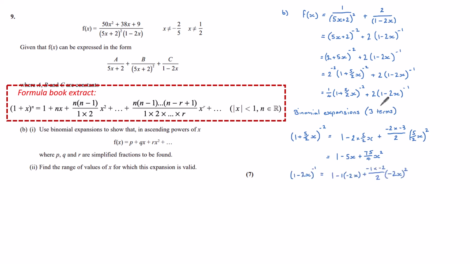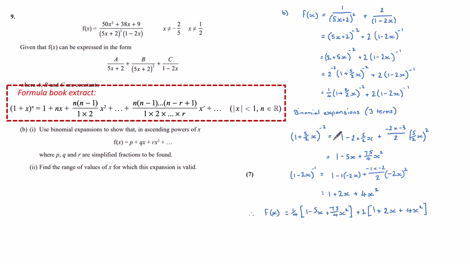My second binomial expansion is my (1 minus 2x) to the minus 1. Here, my x is minus 2x and my n is minus 1. Substituting those values into my binomial expansion and simplifying gives me 1 plus 2x plus 4x squared.